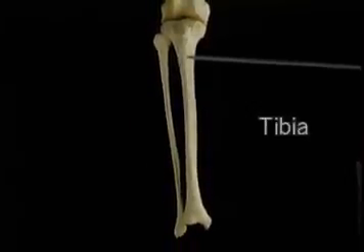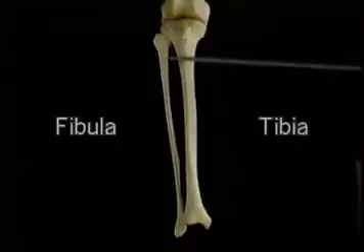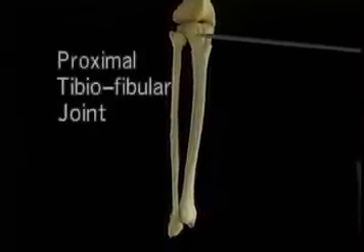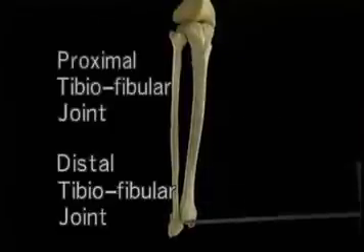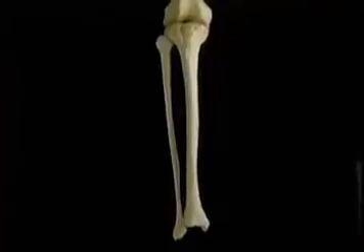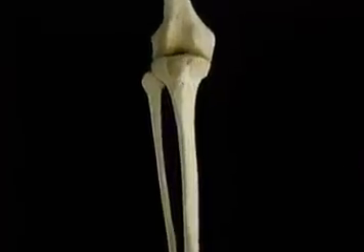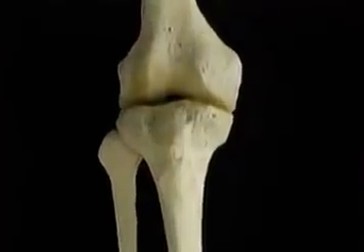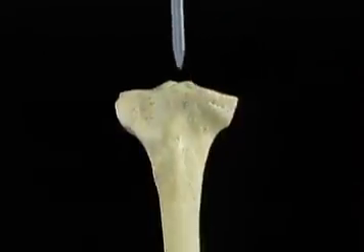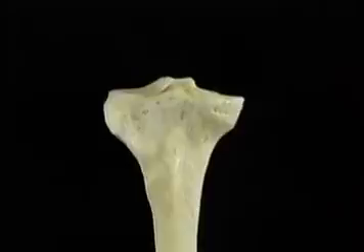The tibia and the fibula are fixed to each other firmly by two joints, the proximal and distal tibiofibular joints. There's almost no movement at either of these joints. Let's take a look at the proximal end of the tibia. This is the medial condyle. This is the lateral condyle.